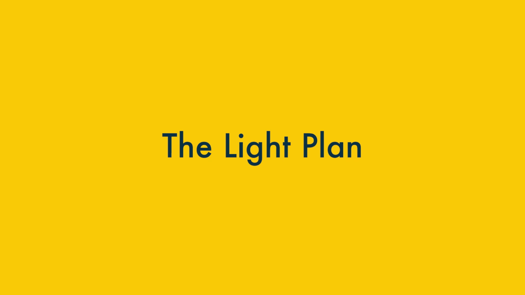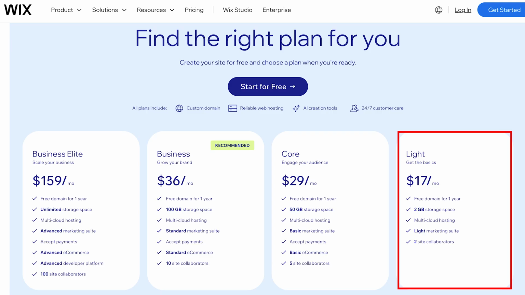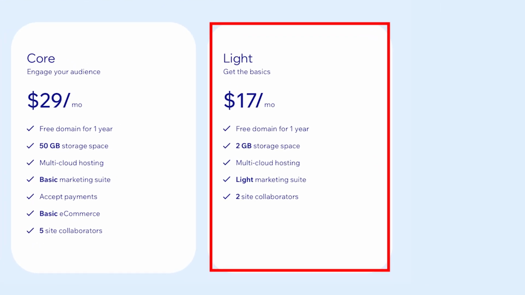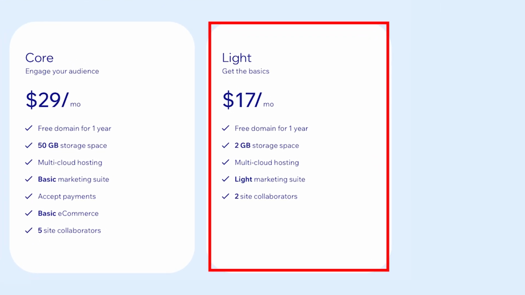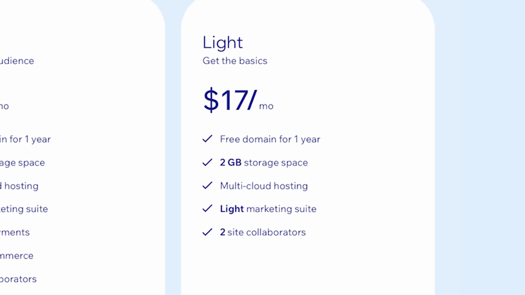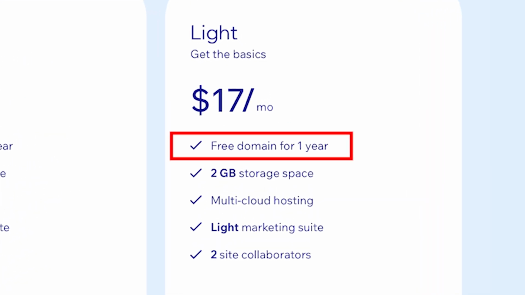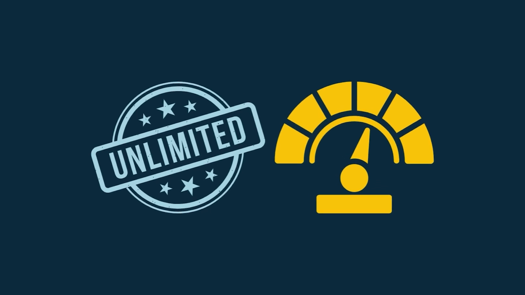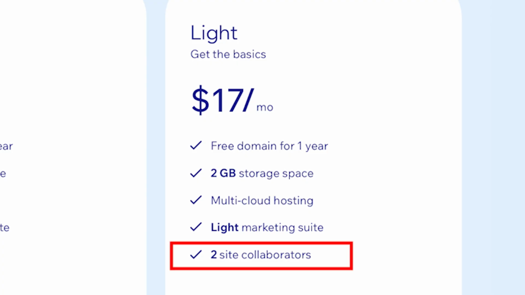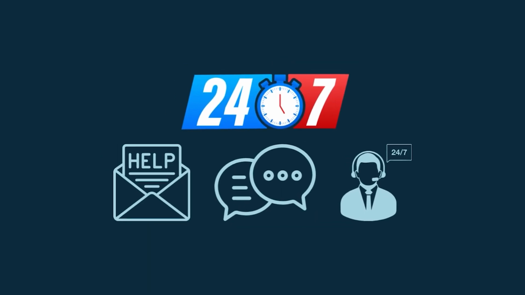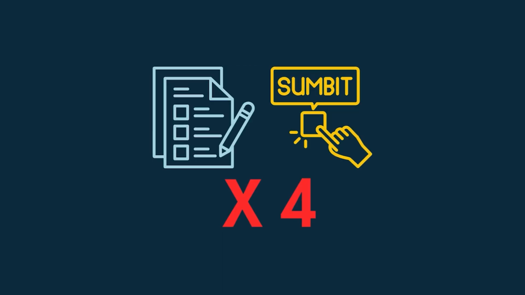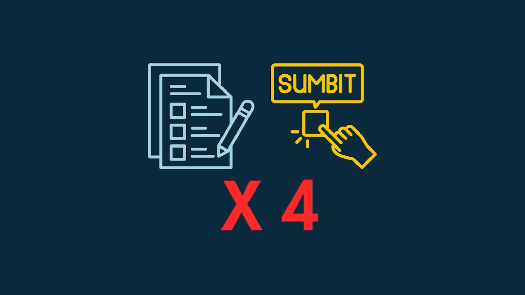Okay, so first up we have the Lite plan. At $17 per month, the Lite plan offers you the cheapest way to build a professional store with Wix. In addition to the core Wix features, this plan also gives you a free domain name for your first year of service, 2 GB file storage, unlimited bandwidth, the ability to work with 2 collaborators on your site, 24/7 customer support delivered by email, live chat or phone, and the option to add 4 data capture forms to your site.